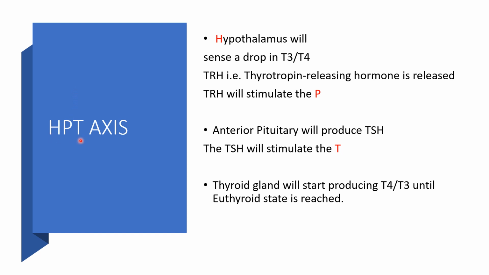Now, hypothalamic pituitary thyroid axis. The hypothalamus will sense a drop in T3 and T4. And what will happen? The hypothalamus will initiate action. Thyrotropin releasing hormone will be released. Then the thyrotropin releasing hormone will stimulate the pituitary. Remember, we'll be dealing with anterior pituitary that will then do something that will lead to production of thyroid stimulating hormone. The thyroid stimulating hormone will not just be sitting down there, it must do something that will stimulate the thyroid gland. Now we are inside the thyroid gland. The thyroid gland will then start producing T4 and T3 until the brain can sense that things are normal, that is, the thyroid state is reached.